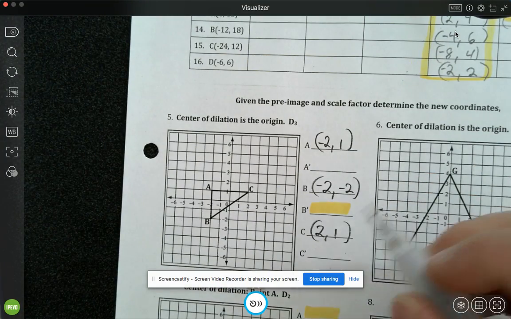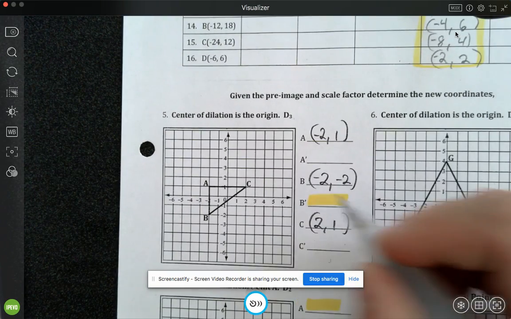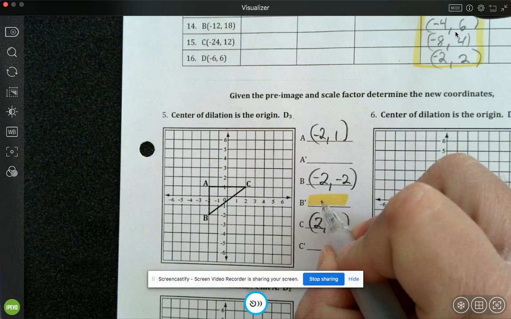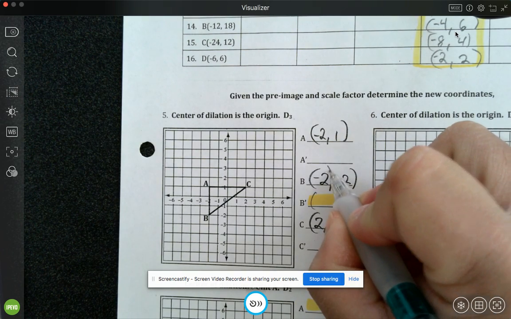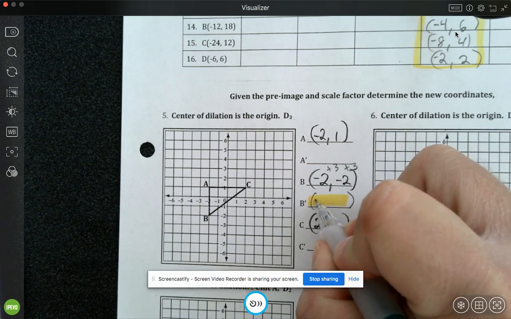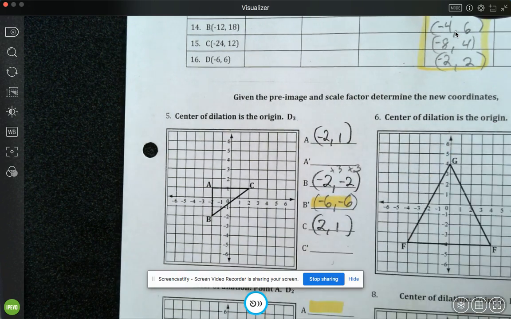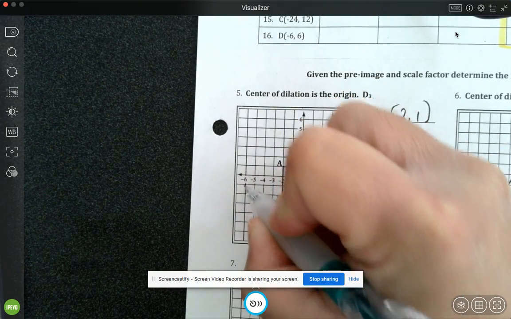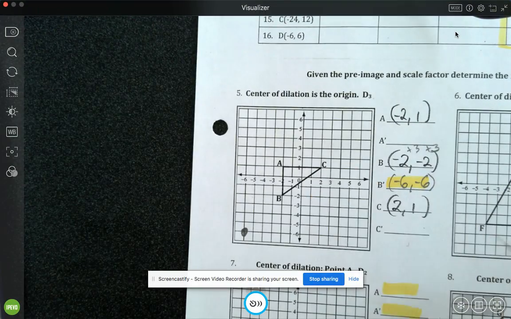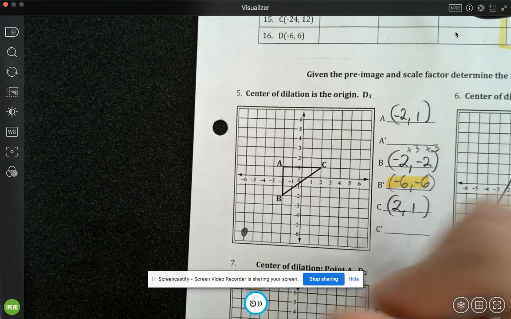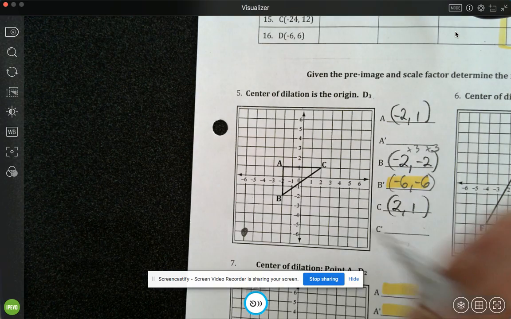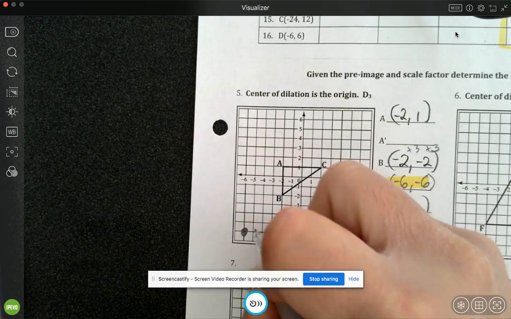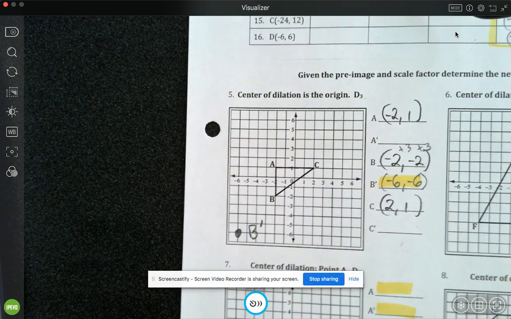So number 5, scale factor is 3. So I'm going to do one coordinate for you. B prime would be multiply this by 3, this by 3. This would be -6, -6. So now I go here, -6, -6. This one has the coordinates, which is better than the classwork we did in school. So this would be B prime.